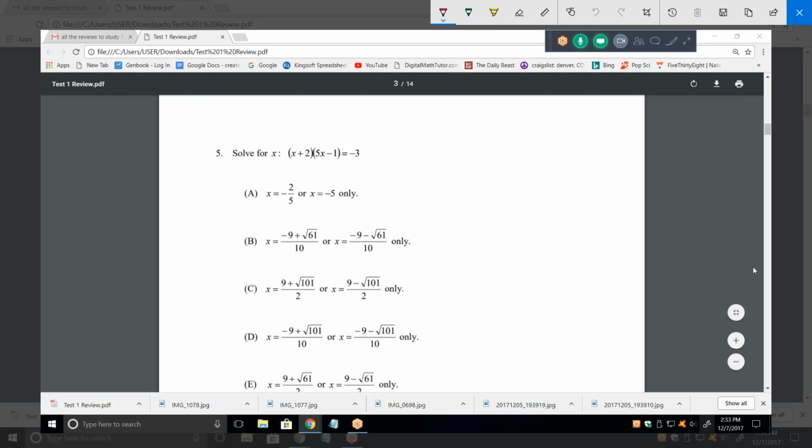We're going to do this. Well, we could factor it, or I mean not factor it, FOIL it, and then subtract or add the 3 to both sides. Like that. Let's do it. What do you get? 5x squared plus 10x.